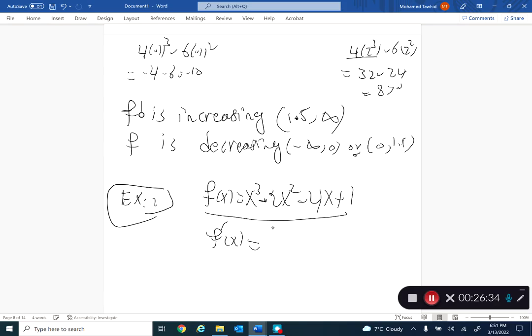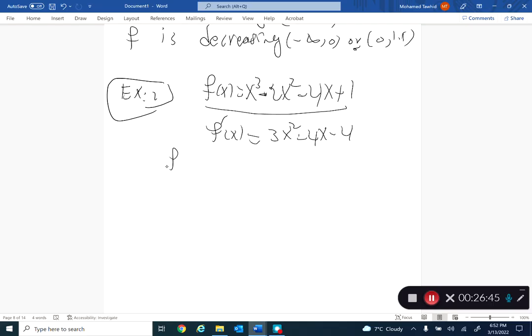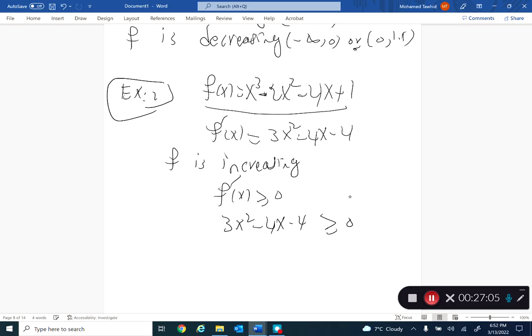So step number 1, I have to take the derivative, which is 3x squared minus 4x minus 4, right? So that is our derivative. Now I need to figure out where f is increasing and where f is decreasing. F is increasing means your derivative should be greater than or equal to 0, which is 3x squared minus 4x minus 4 greater than or equal to 0.